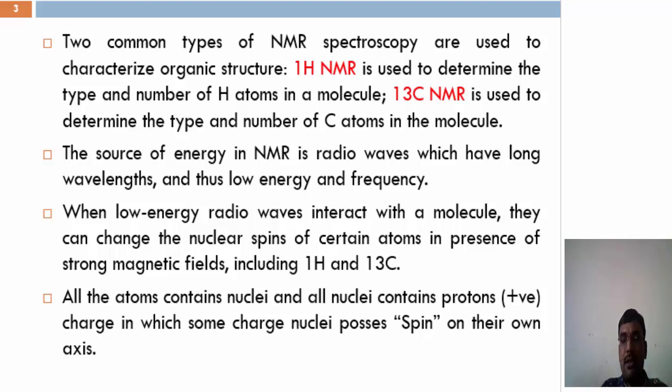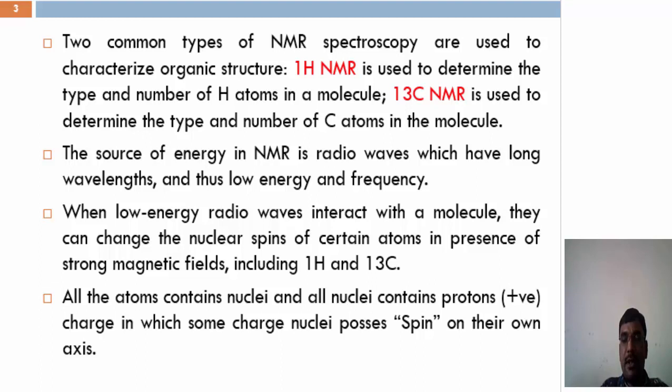The source of energy in NMR is radio waves, which have a long wavelength and thus low energy and frequency. When a low energy radio wave interacts with the molecule, it can change the nuclear spin of certain atoms in the presence of strong fields, including H1 and C13.